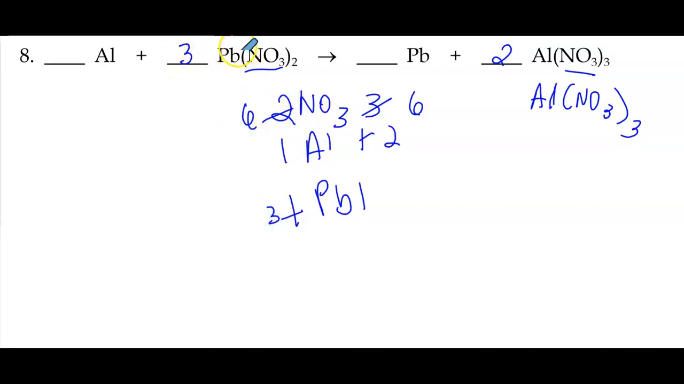Remember, when I put this here, it's like writing this 3 times, and you would count 2, 4, 6. That's how I get 6 nitrates. Aluminum is 1 and 2. To get aluminum to be 2 on both sides, I'm going to put a 2 here. This goes to 2. And then lead is 3 and 1. To get 3 leads on the right, I got to put a 3 here. And there we are, we're balanced. That's a 2, 3, 3, 2.